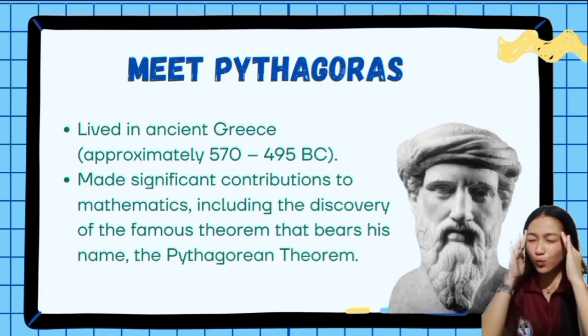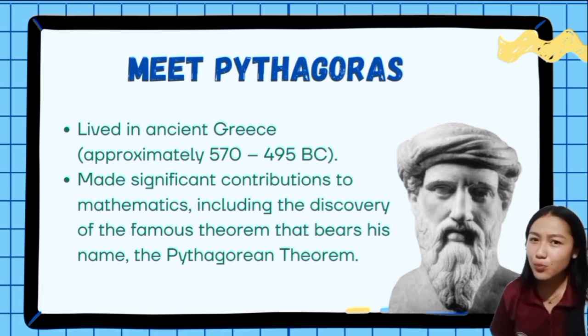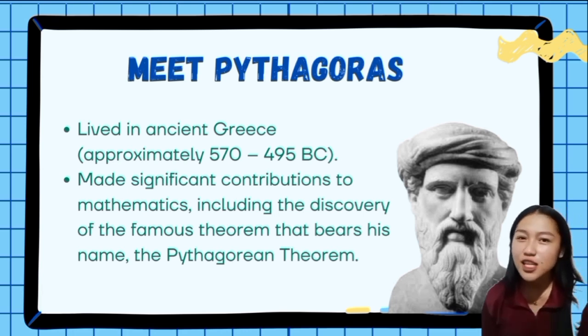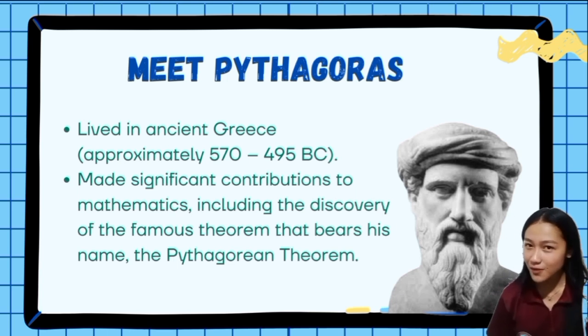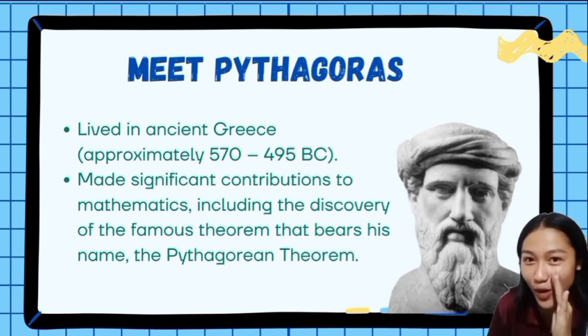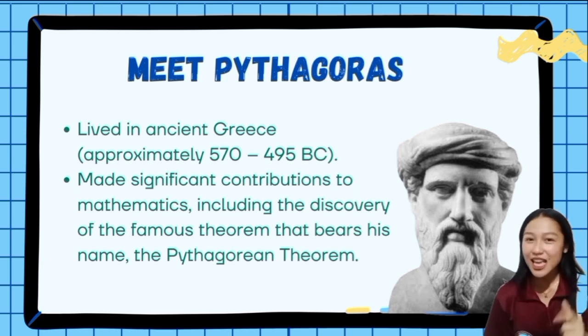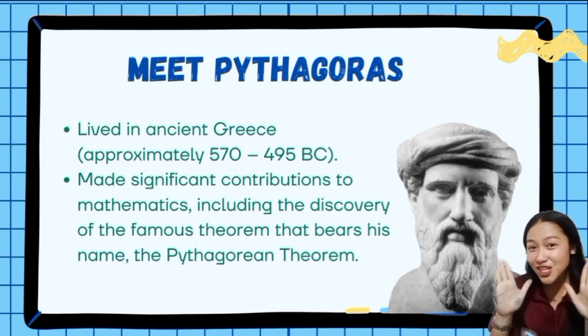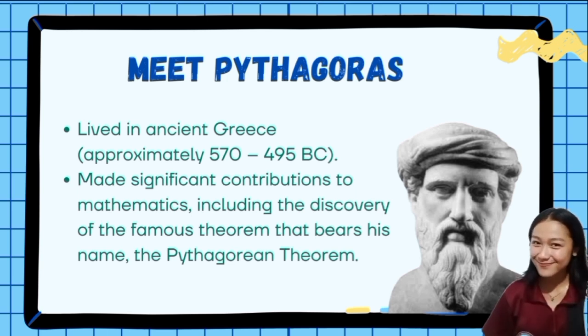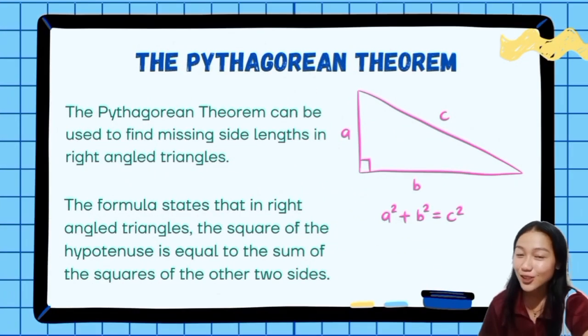Pythagoras was super smart and made really important discoveries in math. His most famous discovery is something called the Pythagorean theorem. So remember the name Pythagoras. He was a very important mathematician from ancient Greece. So let's explore the Pythagorean theorem.